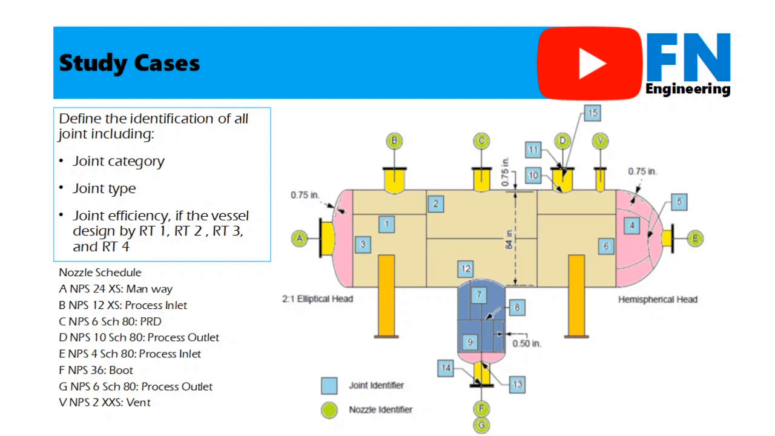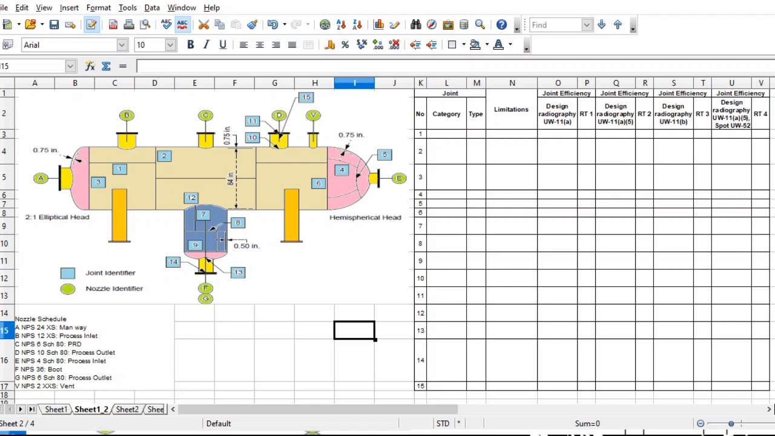Meanwhile, the vessel has some dimensions such as inside diameter 84 inch, shell thickness 0.75 inch, boot thickness 0.5 inch, ellipsoidal head and hemispherical head thickness using 0.75 inch. Alright, first of all, we determine the joint category.